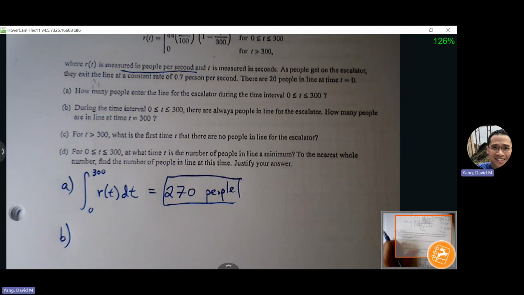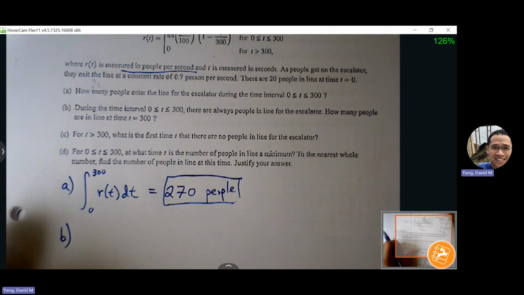Part B, during the time interval from 0 to 300, there are always people in the line for the escalator. How many people are in line at time t equals 300? So we have rate in, rate out. We have to take those three things into account, right? The total number of people in line is, we have to account for that by considering how many people are in line to begin with, our initial, plus how many have entered, minus how many have exited.